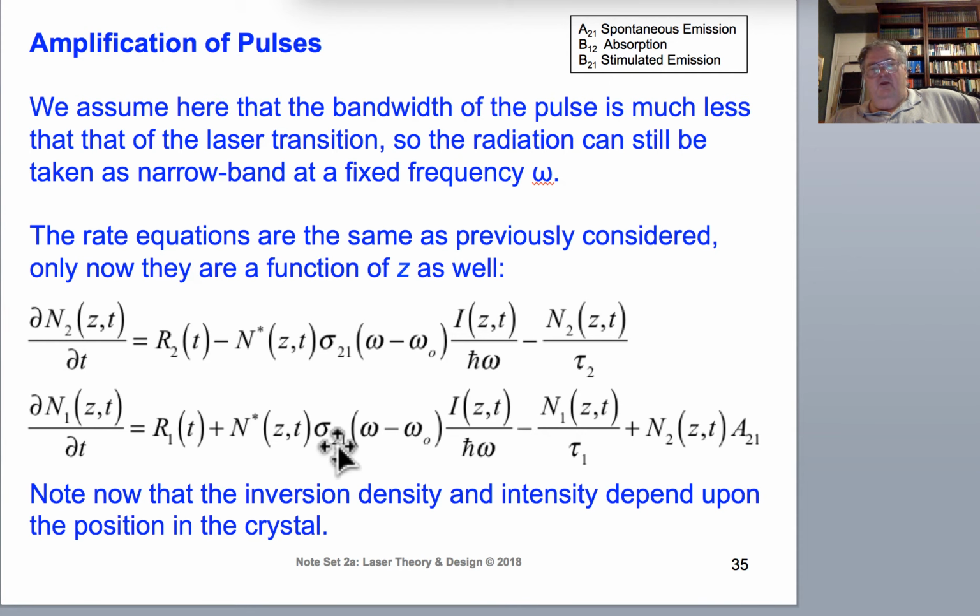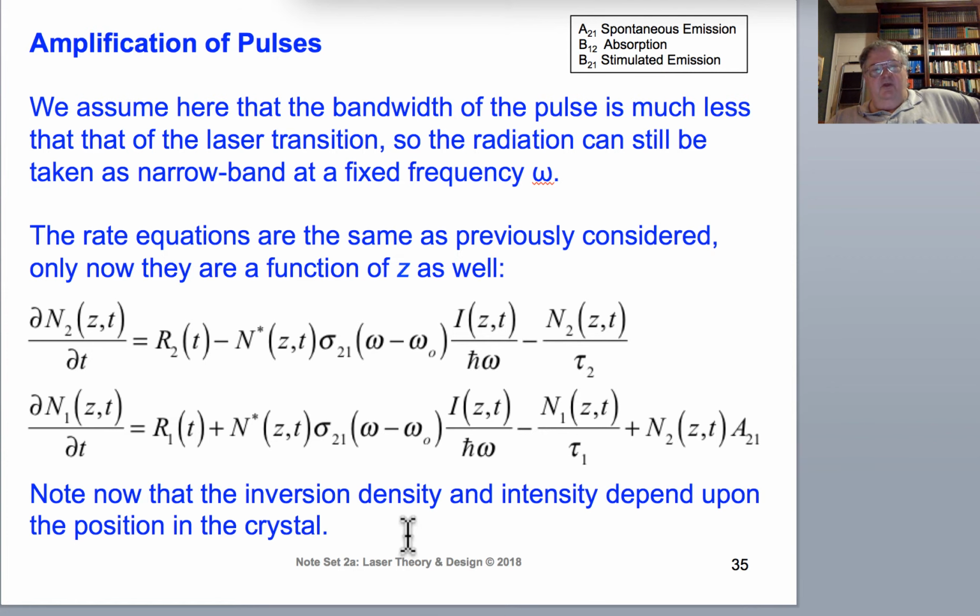Okay, so everything is the same as before, except now it's additionally a function of z as well as a function of t. All I did here was take those equations that we derived in the last recording and rewrite them, and wherever there was a t, or where I suppressed a t, now I write z comma t. And of course now I have to use a partial derivative. Notice that I'm assuming a constant pumping rate. It doesn't vary spatially. I'll have something to say about this in just a minute.